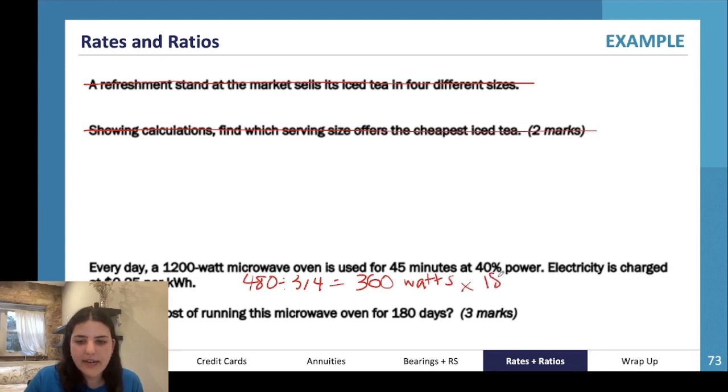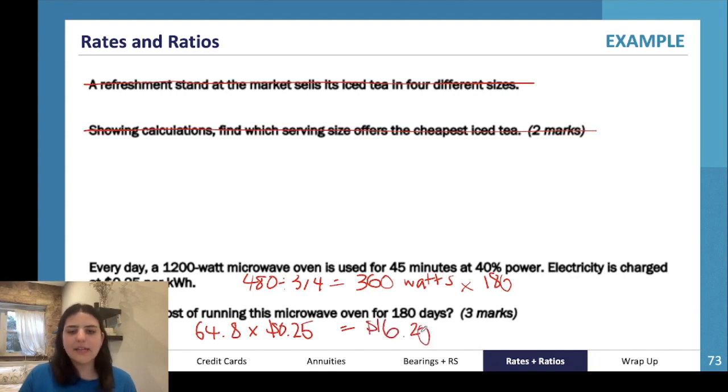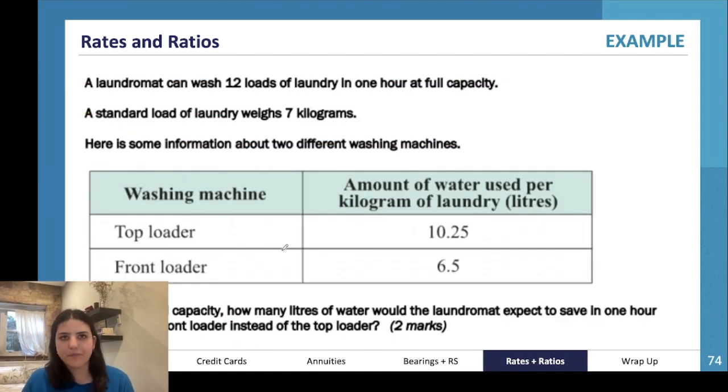There are 180 days. So it's 64,800. We're going to divide that by 1,000 to get it down to kilowatt hours. It is 64.8. And we're going to use it, again, it's 25 cents per each. So 25 cents. It's going to be $16.20. However, that's if you're dividing it down. If you're just using it as a 1200 watt per minute, then it would be a much higher answer. So just keep an eye on what the question's actually asking.